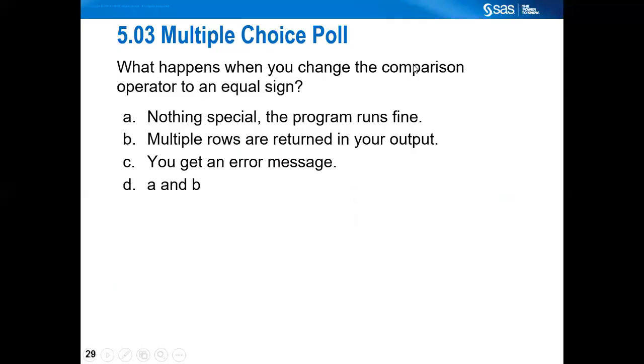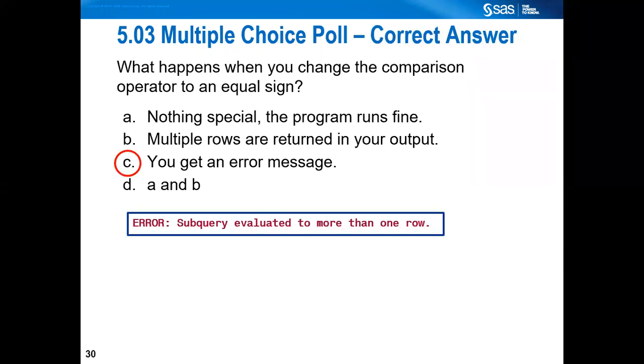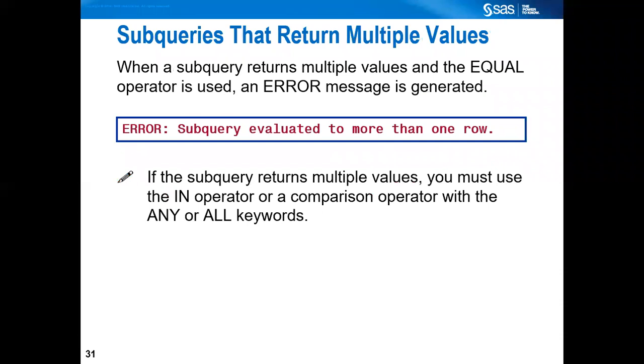Okay, so multiple choice poll now. What happens when you change the comparison operator to an equal to sign? You get an error message. Absolutely. This is what you got: subquery evaluated to more than one row. So when a subquery returns multiple values and the equal operator is used, an error message is generated.